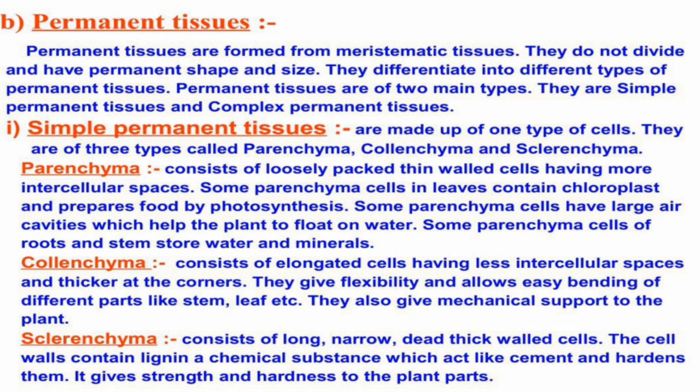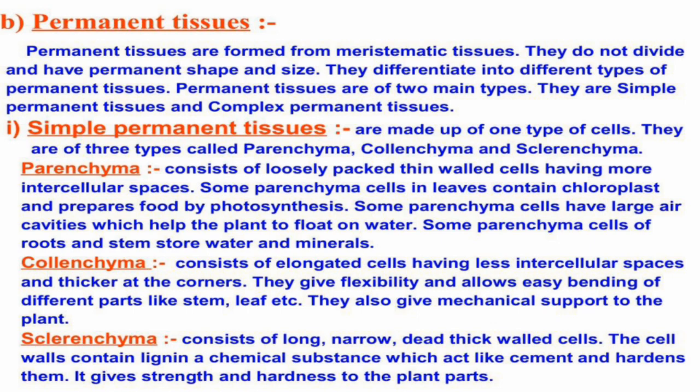It consists of loosely packed, thin walled cells having more intercellular spaces. Some parenchyma cells in the leaves contain chloroplast and prepare food by photosynthesis. They have large air cavities which help the plant to float on water. These cells of the roots and stems store water and minerals.